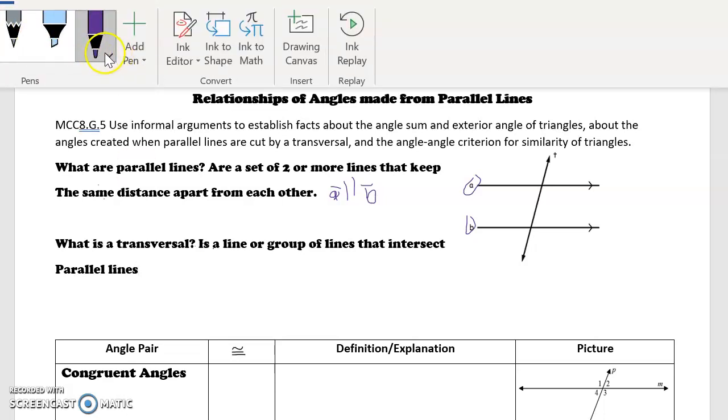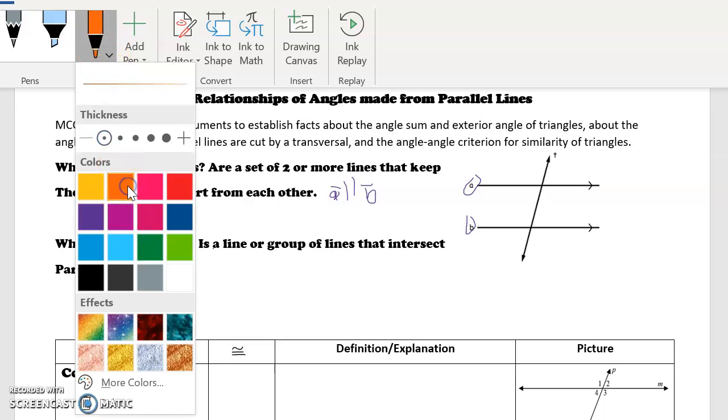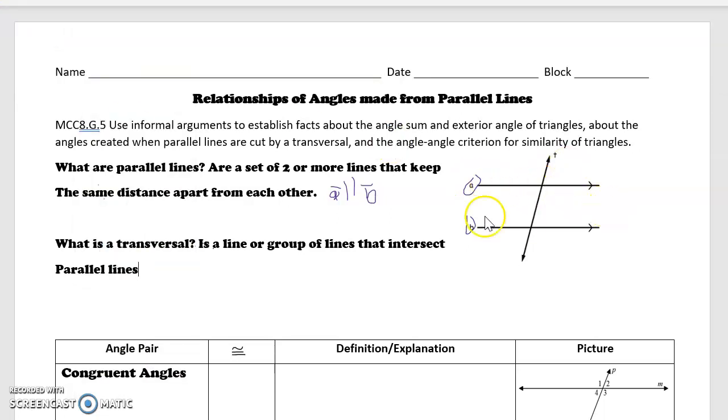So I'm going to pick a different color this time. I'm going to go with orange. So here we have 2 sets of parallel lines. The transversal is the line that intersect the set of parallel lines. So line T is a transversal. We don't have a symbol for transversal, but you need to know that the transversal is a line that intersects two parallel lines.